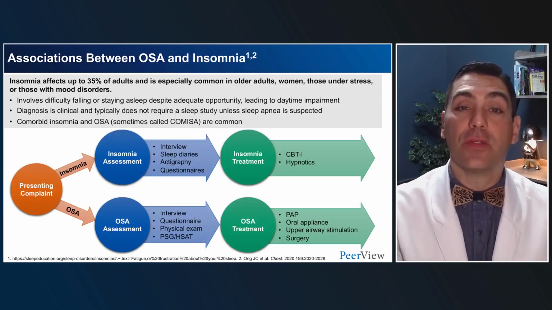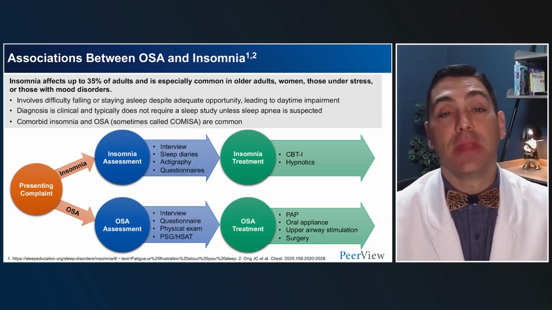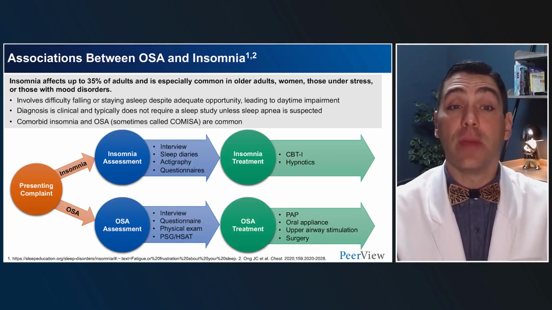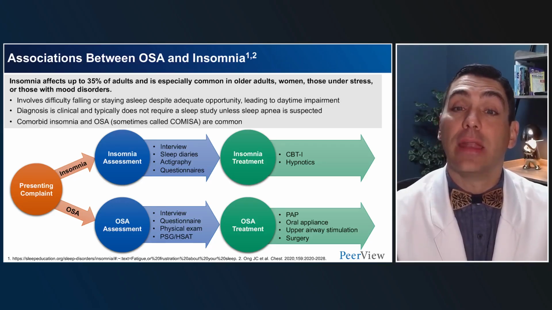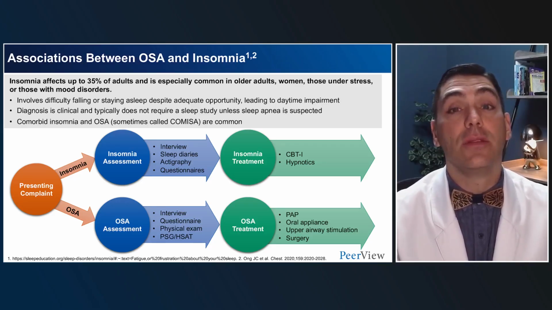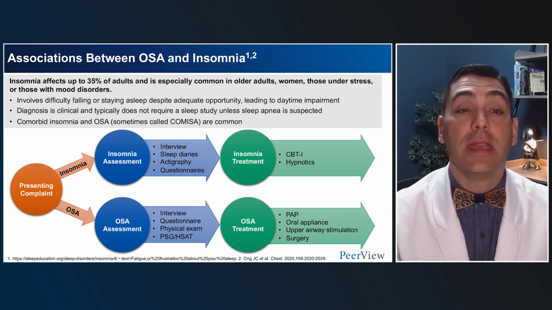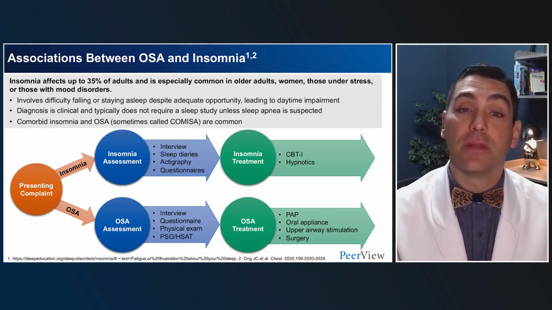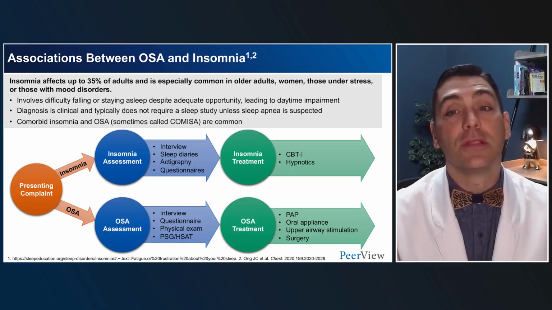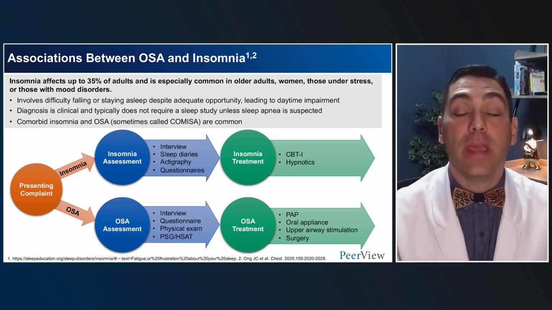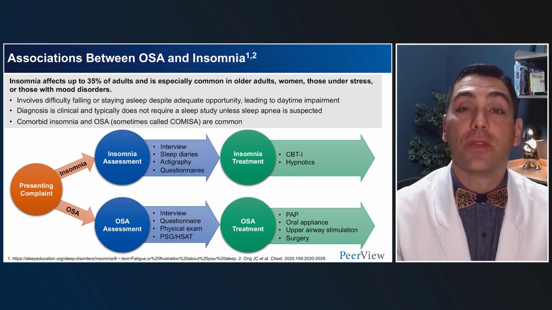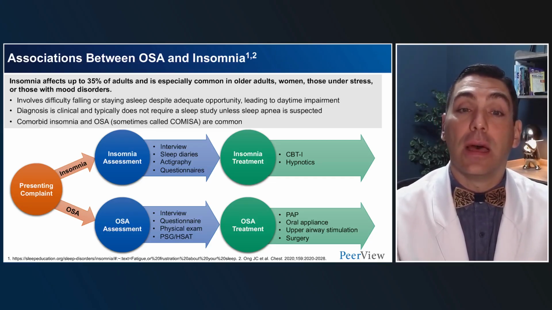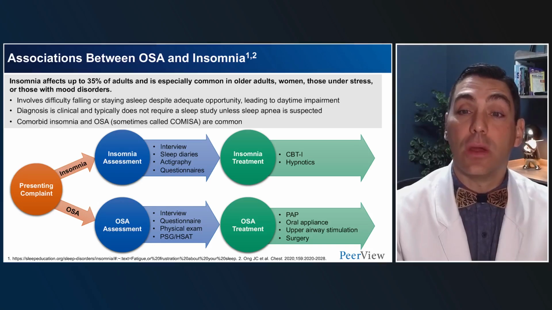Now, what is the association between obstructive sleep apnea and insomnia? Insomnia is basically difficulty falling and staying asleep despite adequate opportunity, leading to daytime impairment. It affects up to 35% of adults, especially older adults, women, patients under stress, or with mood disorders. The diagnosis is purely clinical, and it does not require a sleep study unless sleep apnea is suspected.